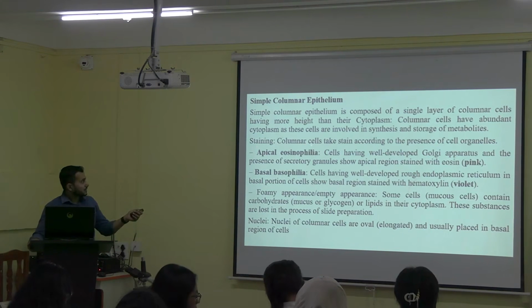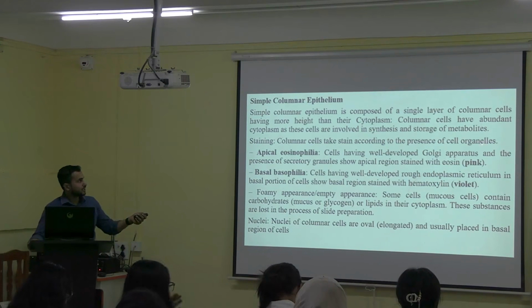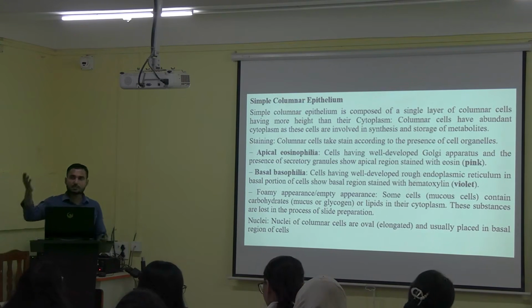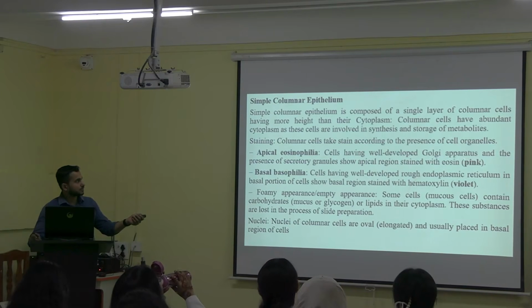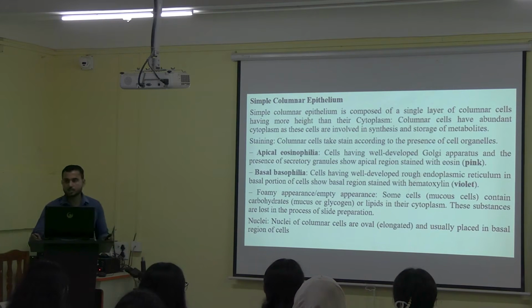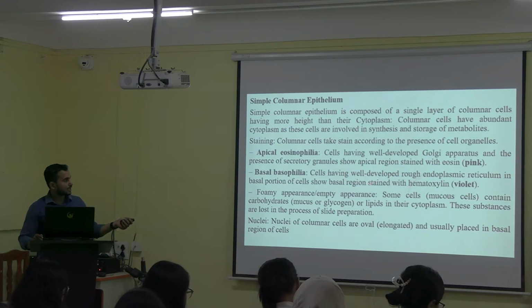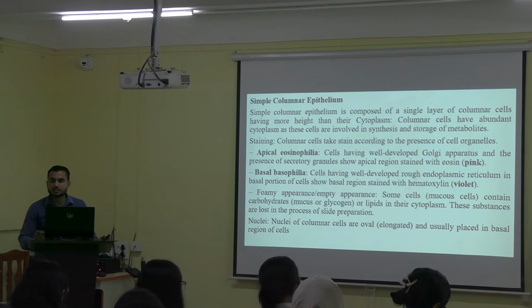Next, staining differences are also there. The columnar cell takes stain according to the presence of cell organelles. The apical part of the cell, that means the upper part of the cell, is well developed because of the Golgi apparatus and secretory granules, and it will take the eosin. So the appearance will be pink in color. The basal part of the cell will take the hematoxylin stain and will appear violet or purple in color. That is the difference in the staining of the columnar cell.